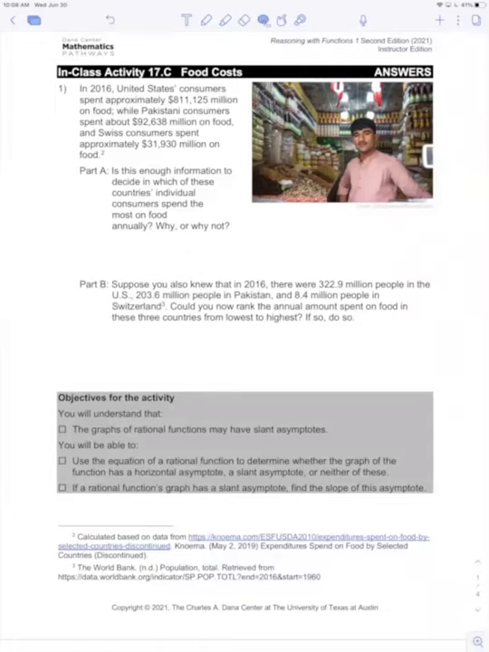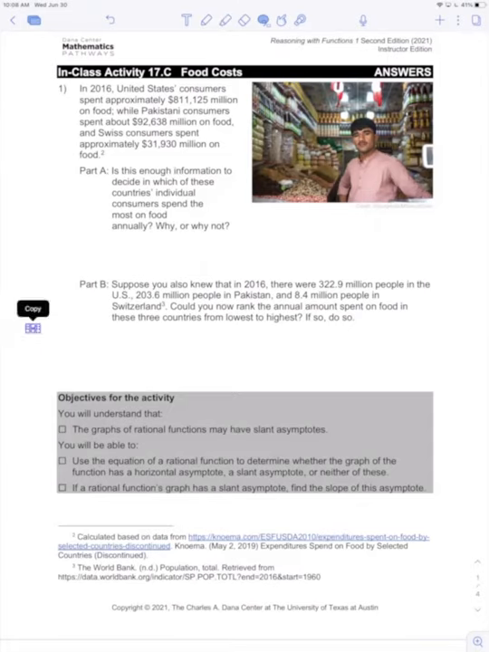Part B, suppose you also knew that in 2016, there were 322.9 million people in the US, 203.6 million in Pakistan, and 8.4 million in Switzerland. Could you now rank the annual amount spent on food in these three countries from lowest to highest? Well, now we can. Now we can calculate the annual average cost of food per person. In the US, we'll do the US first.